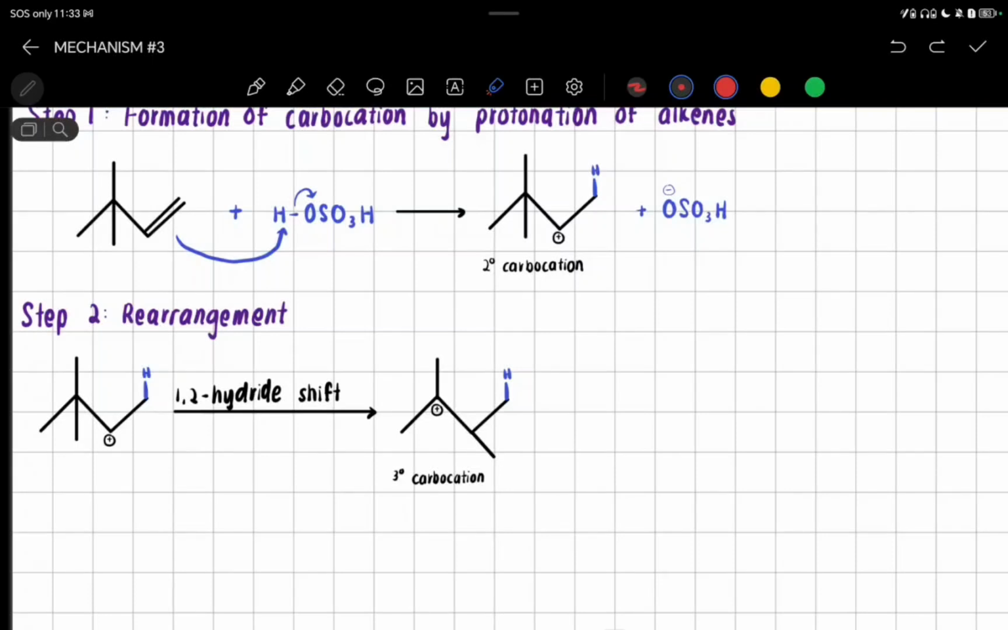And then after the 1,2 hydride shift, which is this, a more stable carbocation is formed. In this case, the positive charge is located at the tertiary carbon, which is this, which is more stable than the previous secondary carbocation. So the rearrangement allows for a more substituted and therefore more stable carbocation, leading to a more efficient and selective reaction.